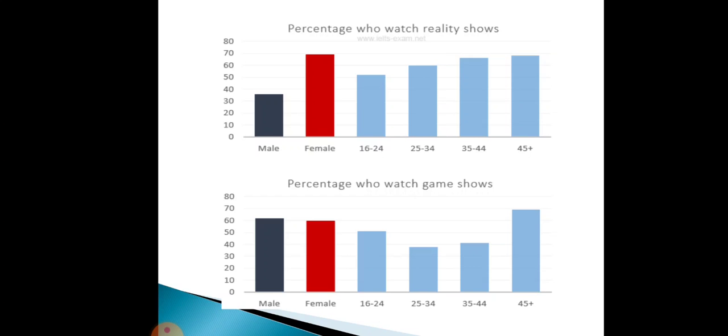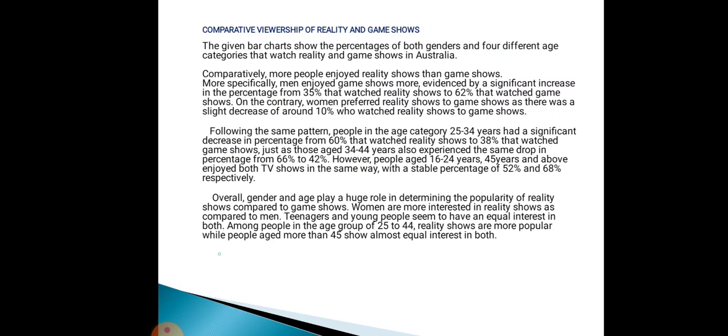So here, as you can see, the conclusion is given in the last part. So it is written that overall gender and age play a huge role in determining the popularity of reality shows compared to game shows. Women are more interested in reality shows as compared to men. Teenagers and young people seem to have an equal interest in both. Among people in the age group of 25 to 44, reality shows are more popular, while people aged more than 45 show almost equal interest in both. So, in this way, you can give the conclusion.